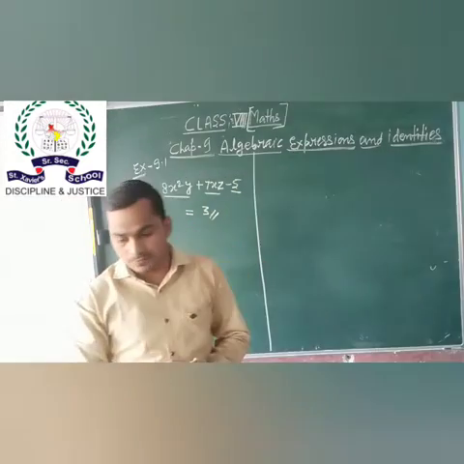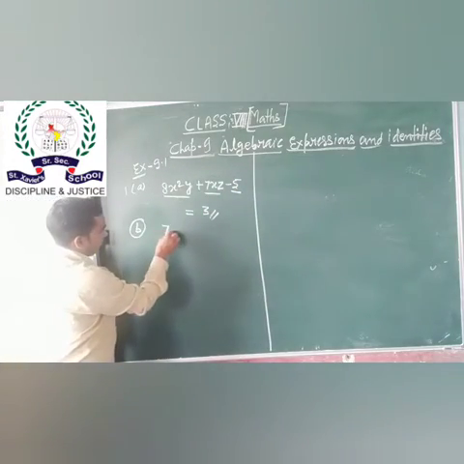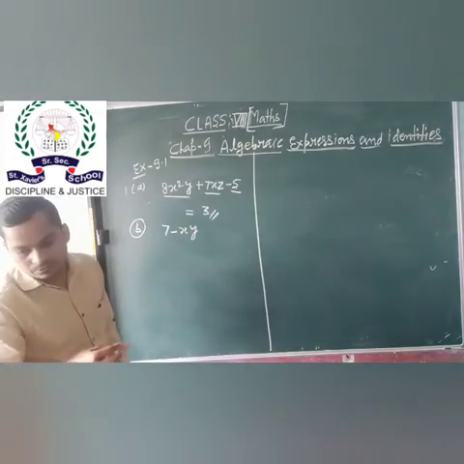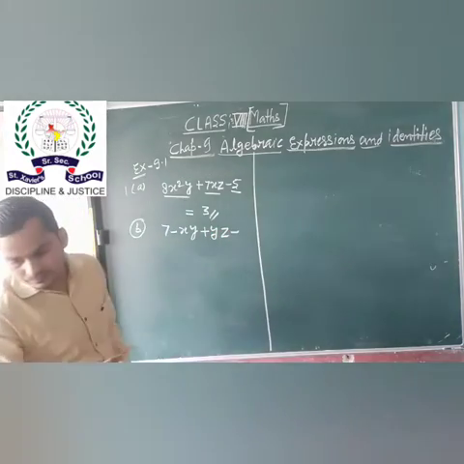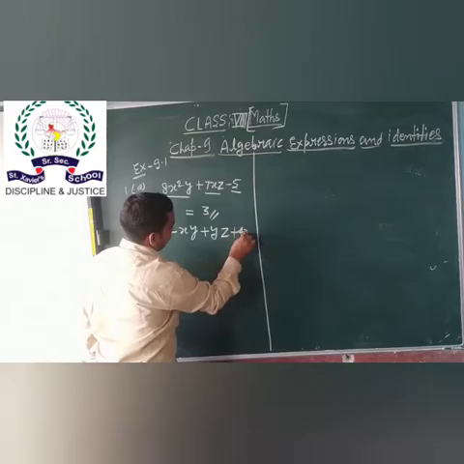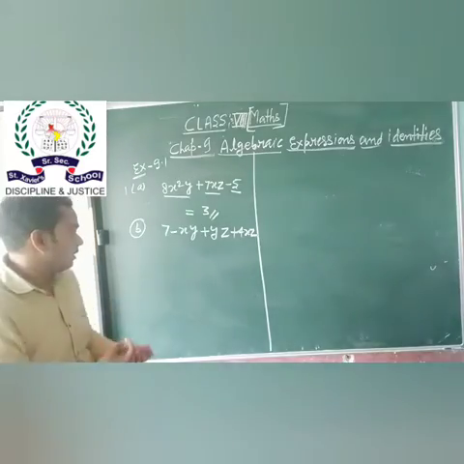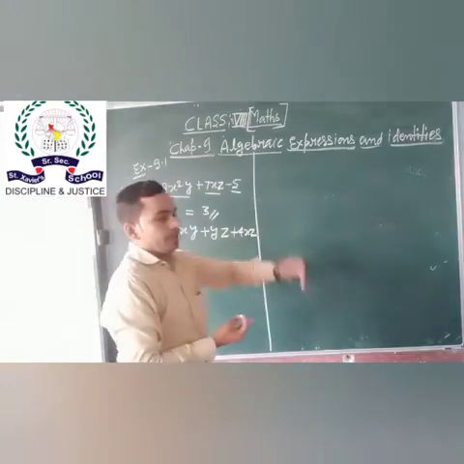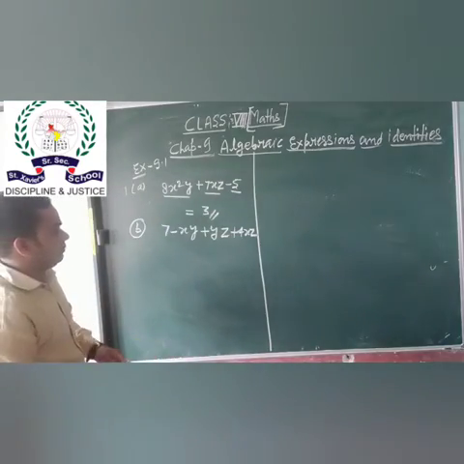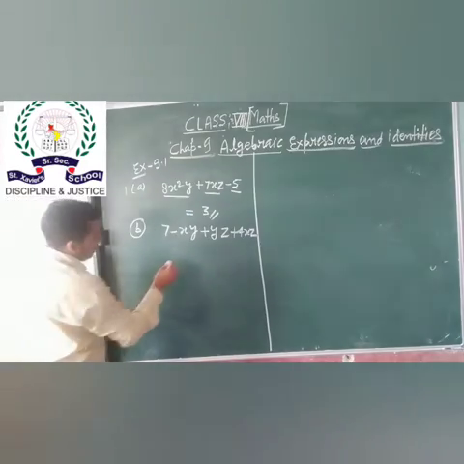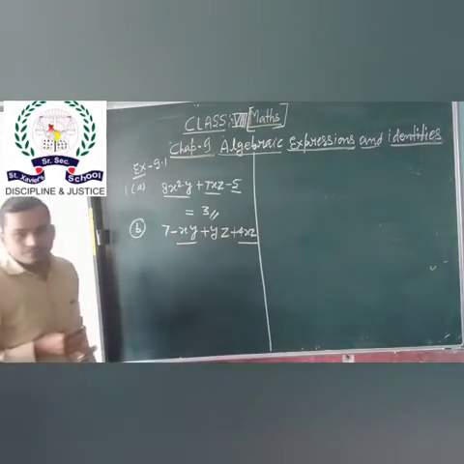Next one, find out the coefficient of the term containing x in the expression. The expression is 7 minus xy plus yz plus 4xz. We have to find the coefficient of the terms which contain x. So here we have two terms which contain x. Minus xy is one term and 4xz is the second term.